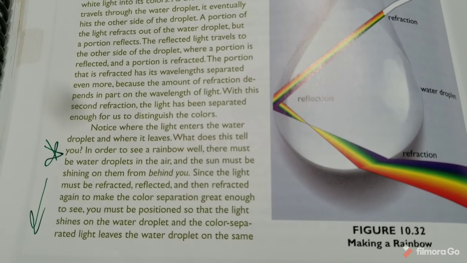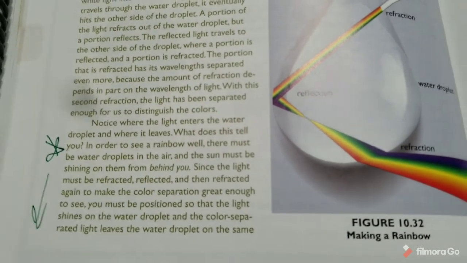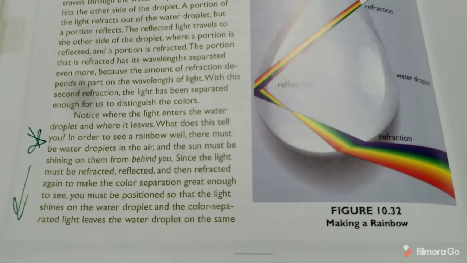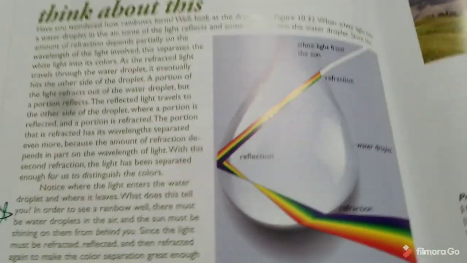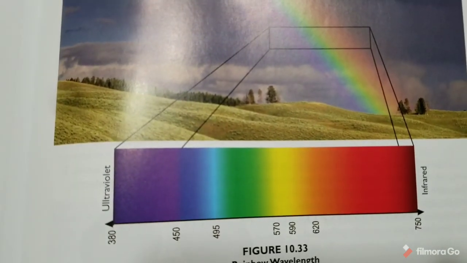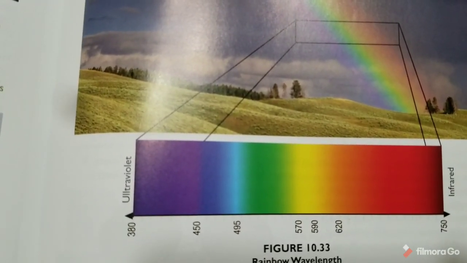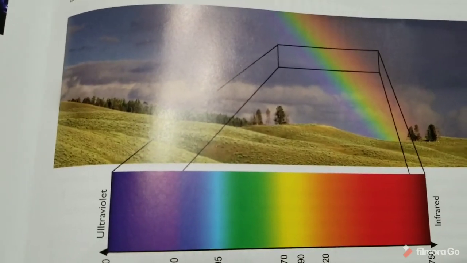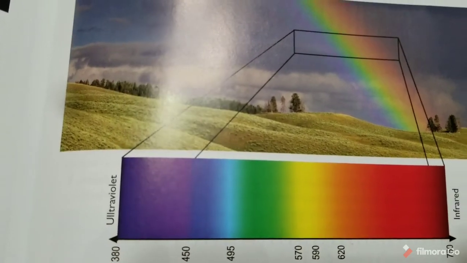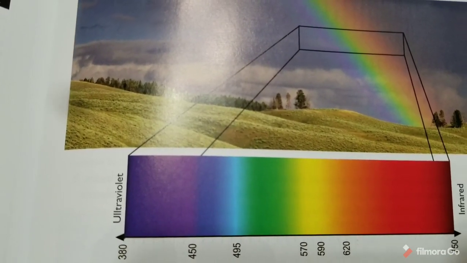And you must be positioned so that the water droplet and the color separated light leaves the water droplet on the same side. So this only happens when the sun shines on the water droplets from behind you. So really just focus on having rain and the sun behind you, and being at the right angle. So here's a beautiful picture of the spectrum, and they explain the sun needs to be at a certain angle. That's why you don't see a rainbow after every single rain shower. It depends on how high the sun is in the sky and where you are relative to that.